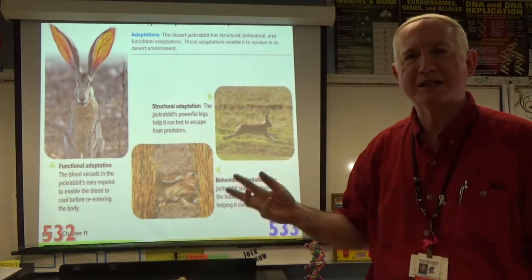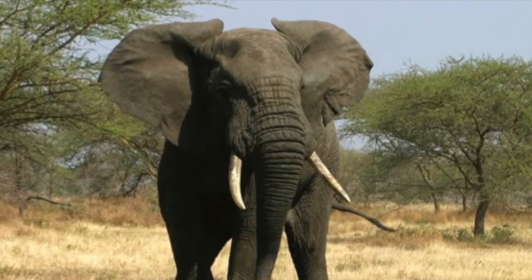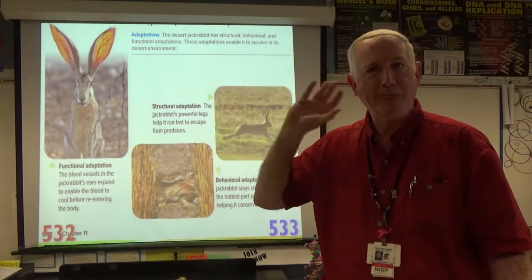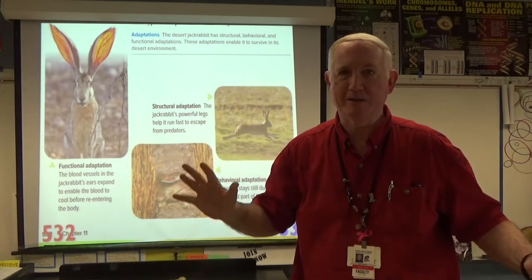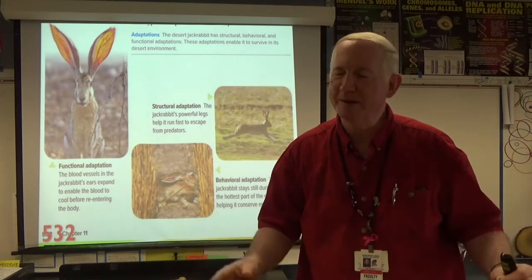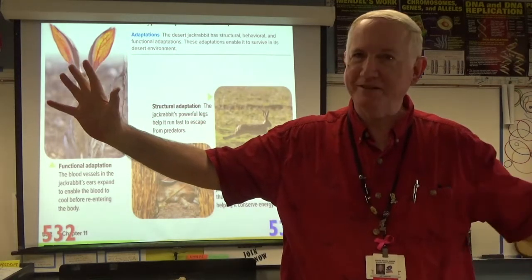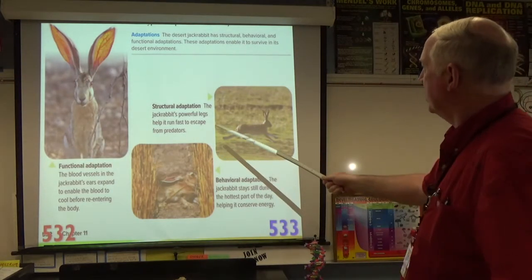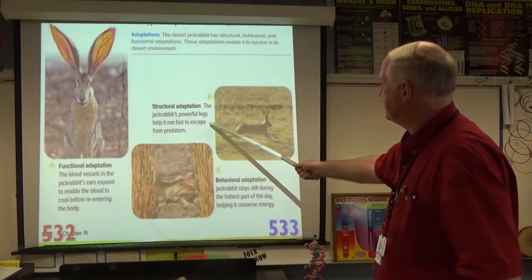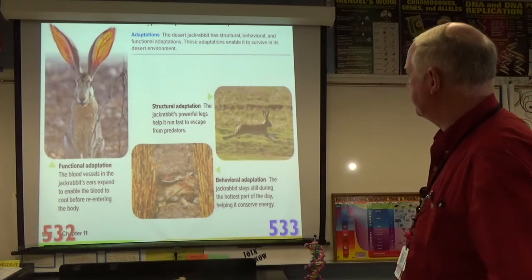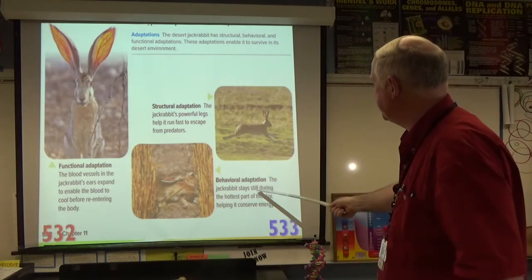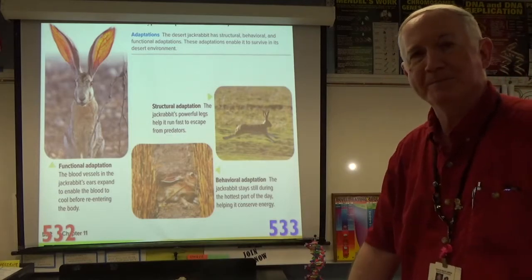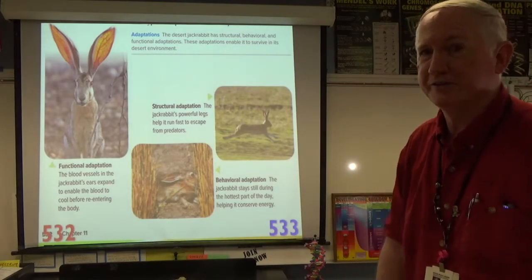The Asian elephants have shorter ears. The African elephants live in a hotter climate, and we think those large ears are for two reasons. One, to help dissipate heat, and two, when they want to look even bigger. Like, why would an elephant want to look bigger? I don't know, but apparently they do, and they put those big old ears out, and you think this really monster elephant's coming after you. Okay, structural adaptation. The jackrabbit's powerful legs help it run fast to escape from predators. And behavioral adaptation, the jackrabbit stays still on the hottest part of the day to help conserve energy. Seems like good advice for those of us living in Florida in the summer.